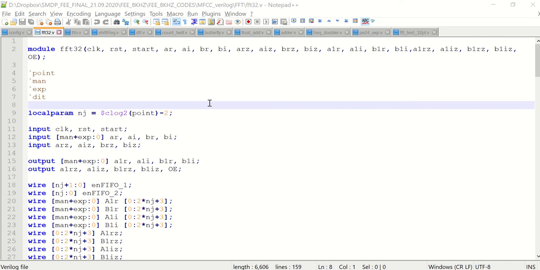The direct implementation of a discrete Fourier transform has a time complexity of order n square, which is reduced to order of n log n with a fast Fourier transform.